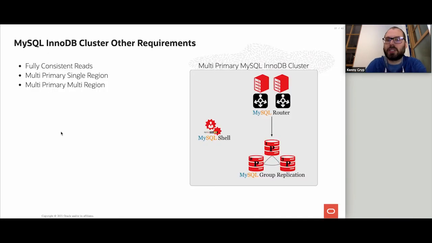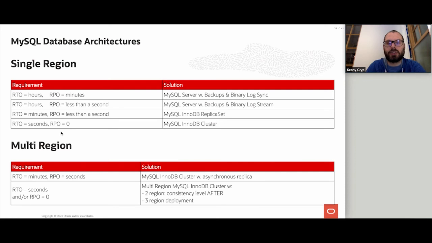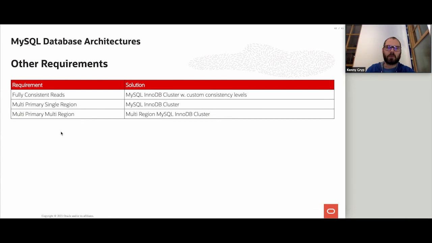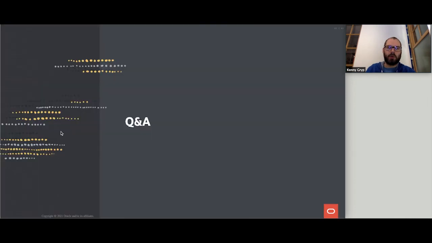So which solution is best for my business? So there are some other things. If you need fully consistent reads on every host, then you need to use InnoDB Cluster. Multi-primary InnoDB Cluster, of course, is what you would require. So to summarize, here's a summary. So single region based on the recommendations. It's the same as what I mentioned in my previous slide, just a little summary that would be required.